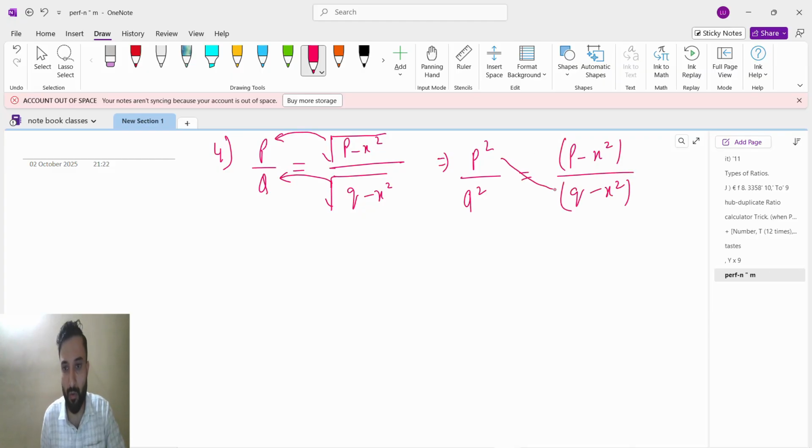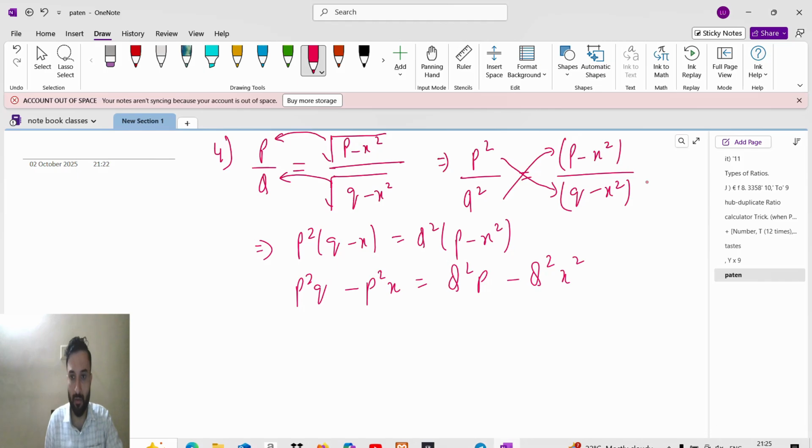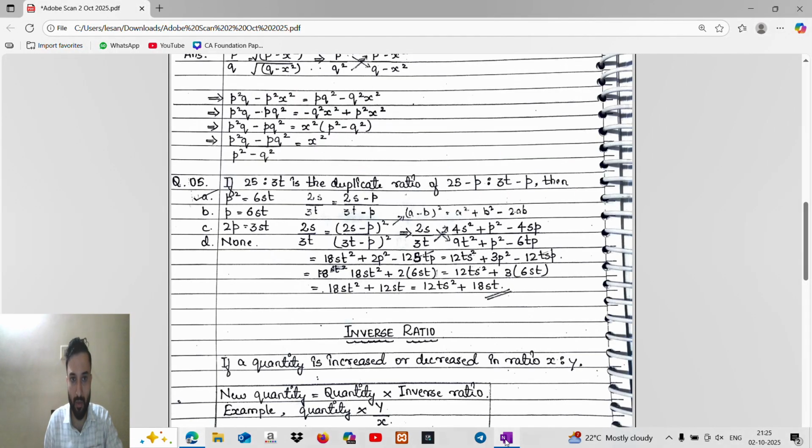Okay, now what will we do? Now we will do the cross multiplication. So P square into (Q minus x) equals Q square into (P minus x) square. We multiply P square into Q, it becomes P square Q minus P square x equals Q square into P minus Q square into x square. It is square, guys.